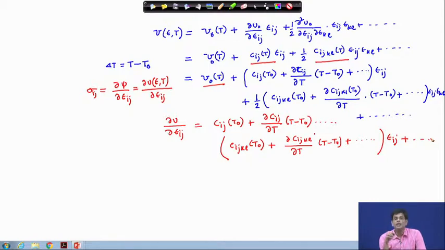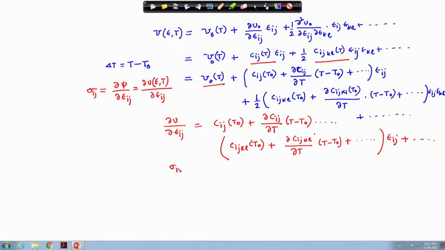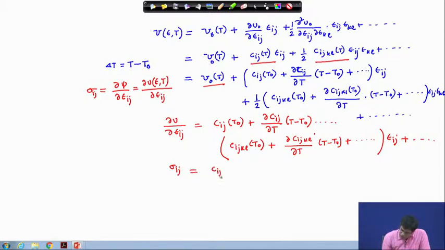So now here, if we consider the small deformation assumption, and if I consider that delta T is comparatively less than T0, then I can neglect the higher order terms in this Taylor series expansion. Basically I can write sigma ij as Cij of T0 plus del Cij by del T into T minus T0, and then Cijkl of T0 epsilon kl, and the rest I am neglecting. So, this is approximately equal for small deformation.